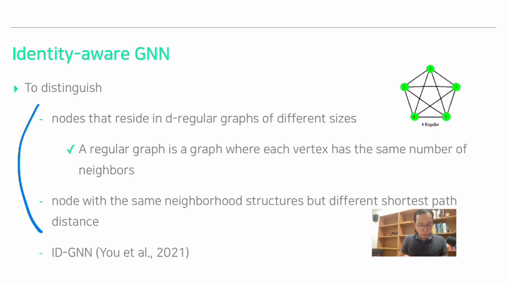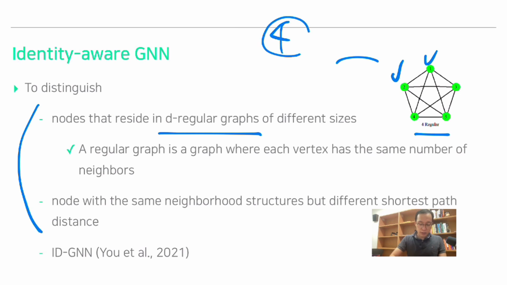One of them is that when nodes reside in d-regular graphs of different sizes, we are not able to identify the difference. A d-regular graph means that each node has the same number of neighbors. So in this case, with 4-regular graphs, every node has 4 neighbors. Even though we have the same 4-regular graphs, the existing GCN is not able to identify each other. And when they have different sizes of nodes, they are also not able to identify the difference. So they proved that, and they showed the solution.